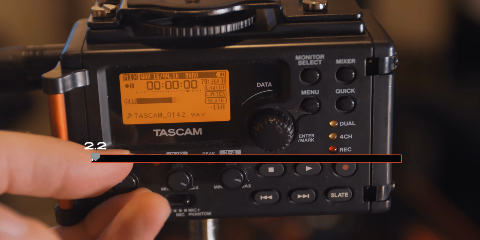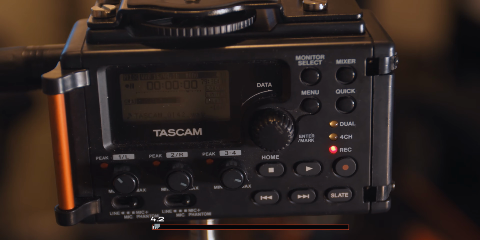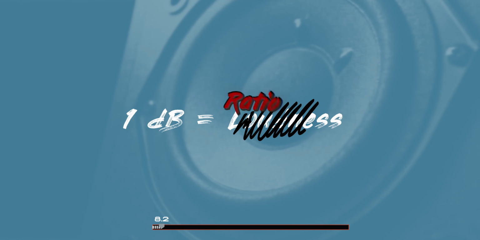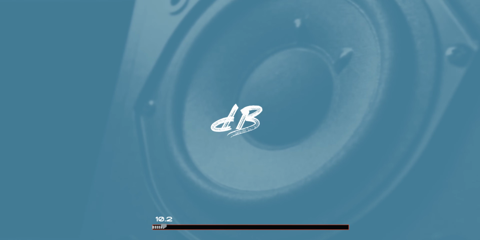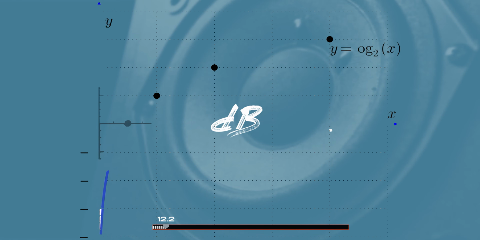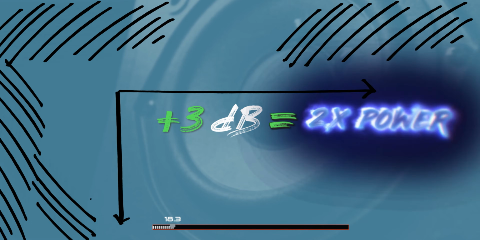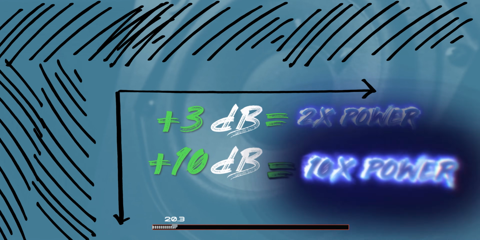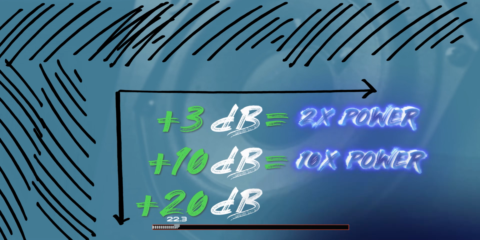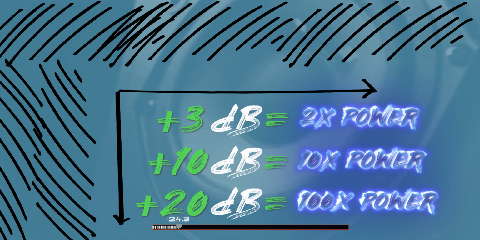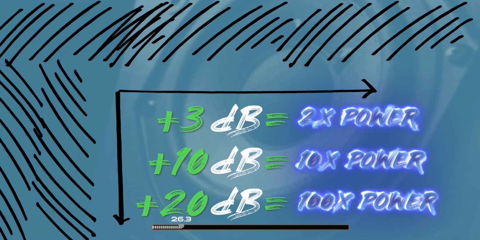Now, before we get into adjusting audio levels, let's quickly discuss what a decibel is. A decibel is not a unit of loudness, but a ratio of it. Decibels are logarithmic units of measurement, which means that each unit multiplies the true value of the number exponentially. Basically, 3 decibels equals 2 times the power, 10 decibels equals 10 times the power, and 20 decibels equals 100 times the power.